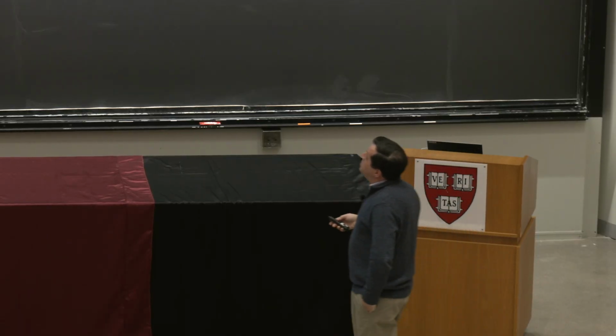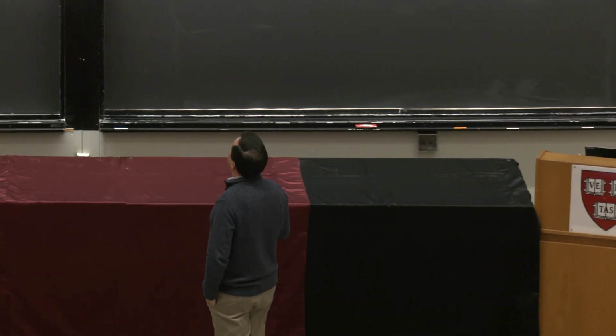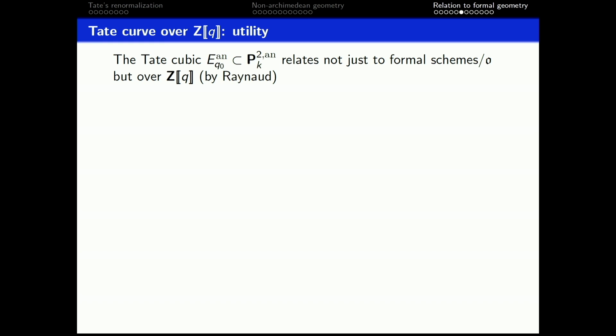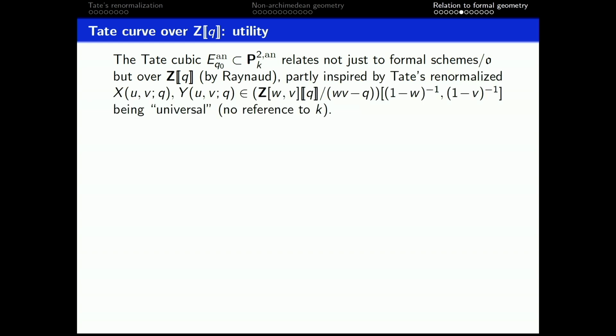Okay, now let's come to the Tate curve and formal schemes. As I mentioned before, we'll define the Tate curve to be the cubic defined by the Tate equation. But this guy lives over the non-archimedean field, and admittedly it has a relation to the valuation ring because every quasi-compact, reasonable analytic space has a formal model. But we want to relate this to something that actually lives over Z[[q]]. And the way that this is going to work is going to be, as we'll see, partly inspired by those renormalized expressions that I mentioned near the beginning of the talk.